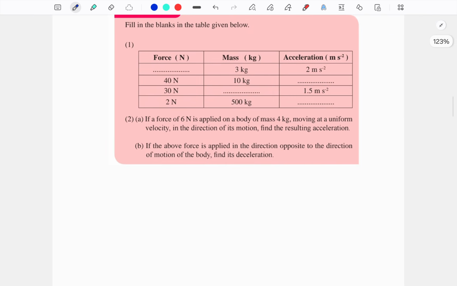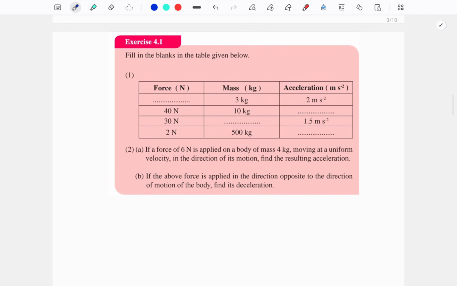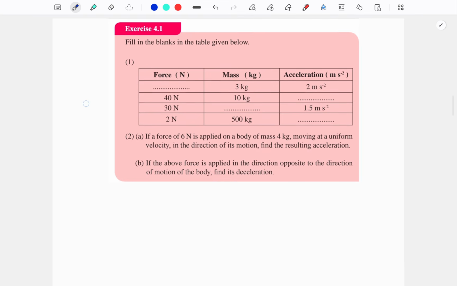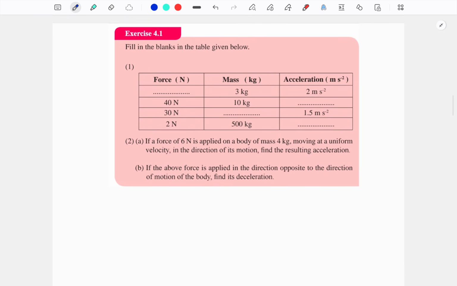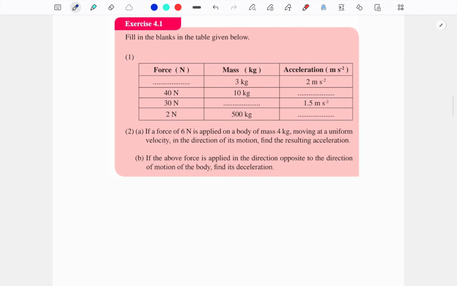Let's move to here, right? These are from your textbook. Those are very standard questions that you guys have to practice. So now it is asking to complete this table with the force, mass and acceleration. What is the equation we have to use? Force, mass, acceleration are all there in F = ma.